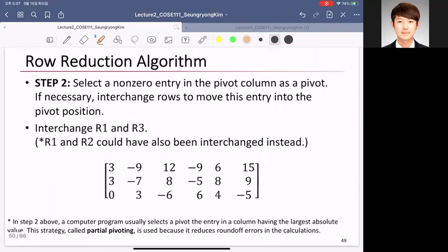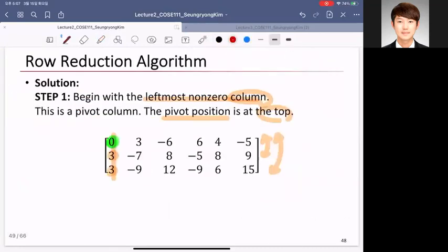So first of all, select a non-zero entry in the pivot column as a pivot. If necessary, interchange rows to move this entry into the pivot position. There are two possibilities, row 1 and row 2 or row 1 and row 3. But in this case, let's interchange row 1 and row 3. This is the elementary row operation: interchange R3 and R1, like this, right? This is the first strategy.